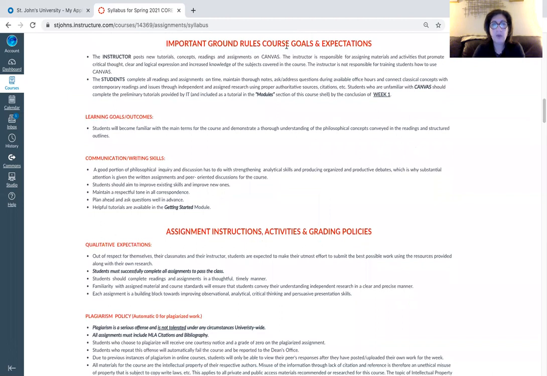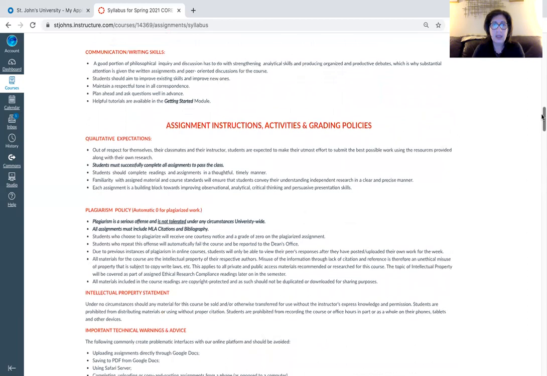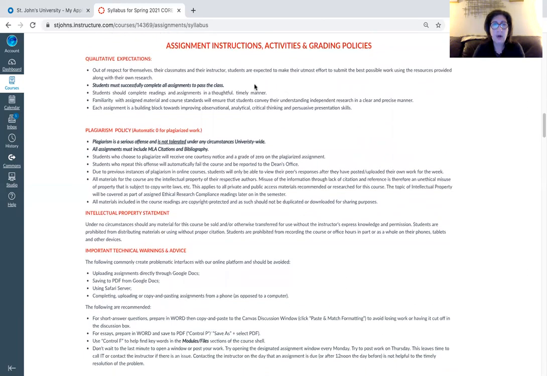Okay, important ground rules for the course include the learning goals and outcomes, the communication skills. So there's an emphasis on writing skills in the class, obviously, because it's online. There isn't going to be a verbal repartee every week for the course. So again, it prompts you to go to getting started, which we'll do after we review the syllabus. Okay, then there are qualitative expectations, which means there's a rubric, etc., for those of you who are completing this course.